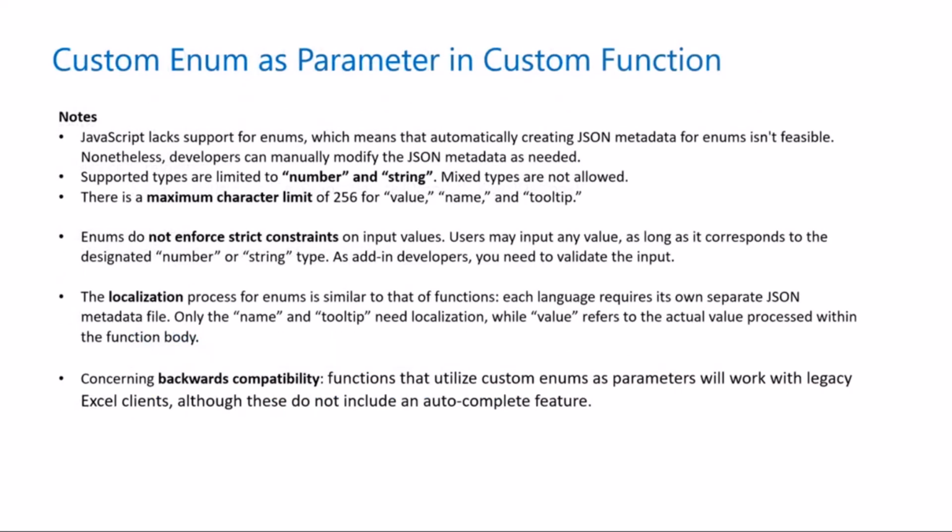And the last one, backwards compatibility. As I just mentioned, we keep the existing type as a string or number. So functions that utilize custom enums as parameters will work well with legacy Excel clients that don't have this feature enabled. So no autocomplete feature, but the function works well. So it is okay because of the better compatibility. It is okay and in fact welcome for all our developers to develop your own functions with custom enum as parameter today now. They wouldn't break any existing experience.